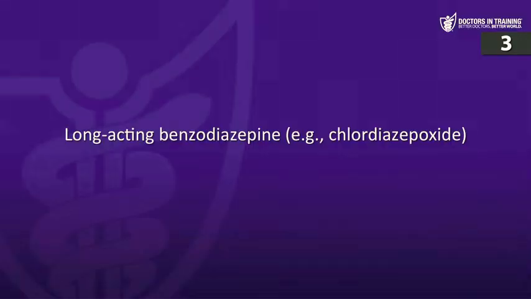Next, what is the treatment for delirium tremens? So sometimes referred to as the DTs. So DTs are due to alcohol withdrawal. So you give a long-acting benzodiazepine. So chlordiazepoxide is one that we use for that.